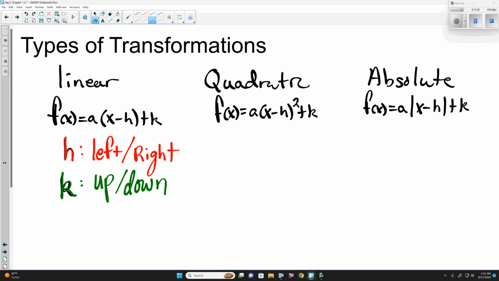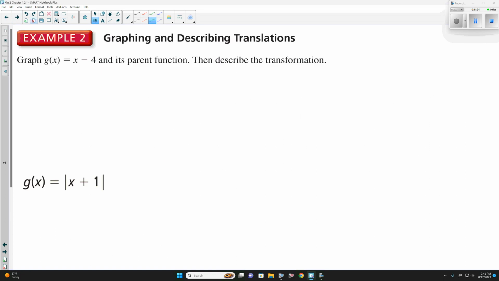Inside the parentheses or absolute values, it's the opposite of what we think. Outside the parentheses, it's exactly like it is. Okay? Now at this point, that doesn't make a whole lot of sense, but it'll make more sense as we look at this. Now the first one we're looking at is this function right here. g of x equals x minus 4.